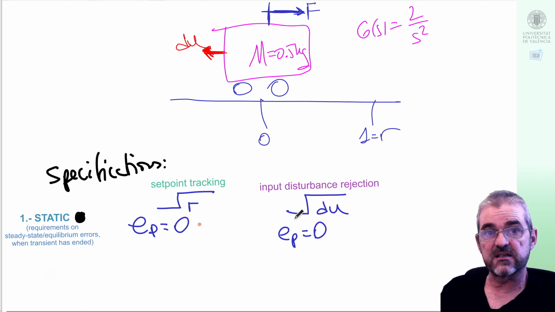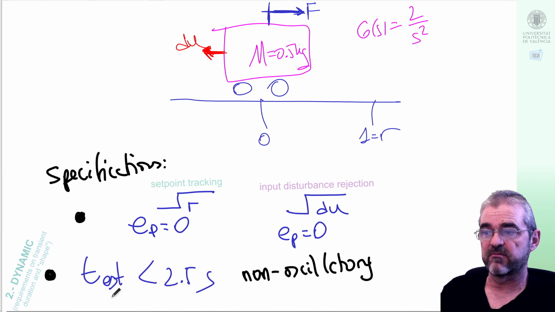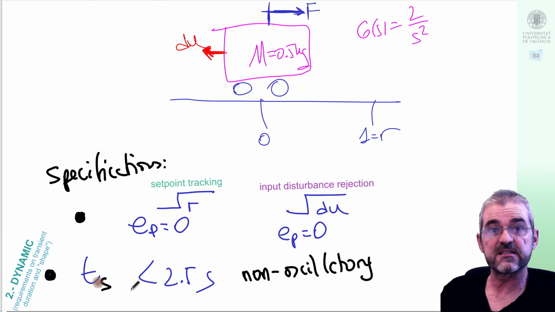These are static specifications, what must happen when the exponential transient has ended. I also have dynamic specifications, which are those regarding the transient, and I wish a settling time of less than 2.5 seconds, let's say, with non-oscillatory behavior. So this is our problem statement, and then we need to solve it. Let's go.